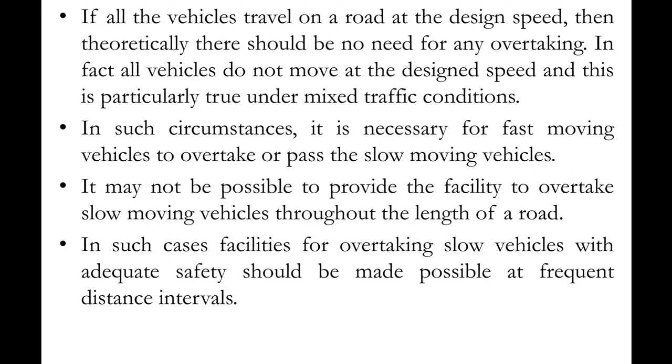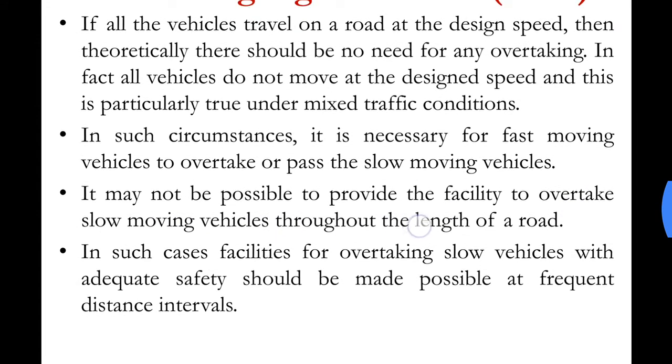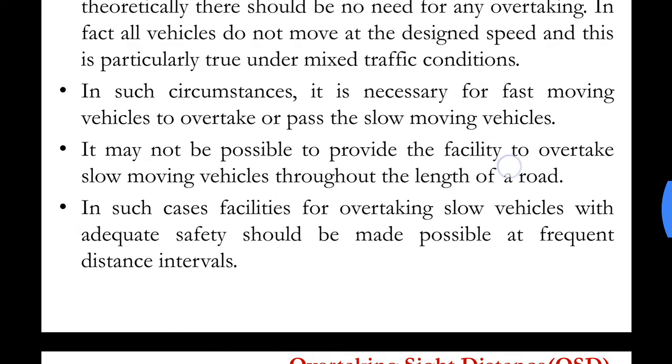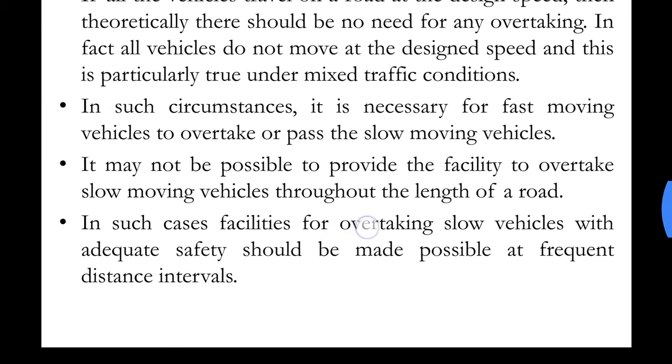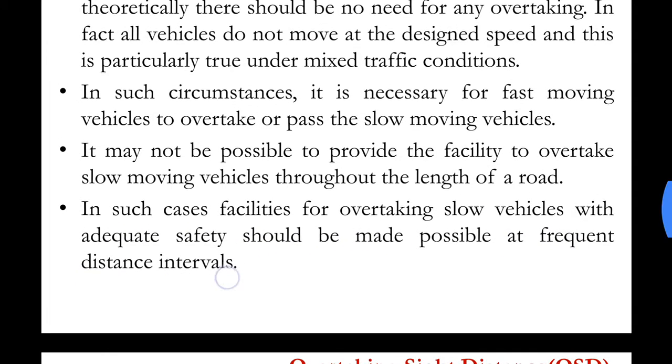It may not be possible to provide the facility to overtake the slow moving vehicles throughout the length of road. So this facility of overtaking, we might not be able to provide throughout the length of road. So what we do is we provide certain sections where this overtaking operation could be carried out. In such cases facilities for overtaking slow vehicles with adequate safety should be made possible at frequent distance intervals. At some distance intervals we need to provide overtaking facility.